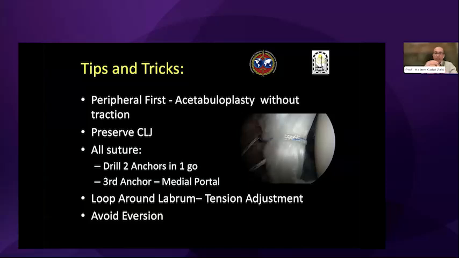The 3rd anchor needs an extra medial portal. We loop around the labrum, which allows us to do the tension adjustment. And it's very important to maintain the labral seal and avoid eversion of the labrum.